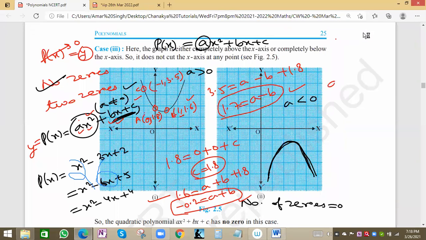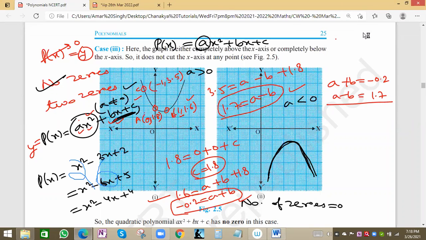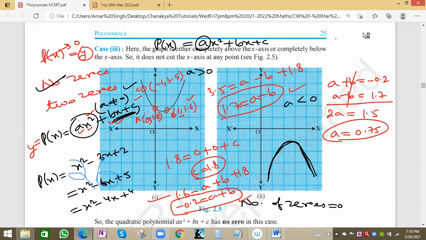How can we find them? We write the first one, a plus b equal to minus 0.2, and a minus b equal to 1.7. We can add these two equations. Simply by addition, b will cancel out. 2a will be 1.5. So a will be 0.75, correct? And the b value we can find from either of the equations. So a minus b was 1.7, and a is 0.75.